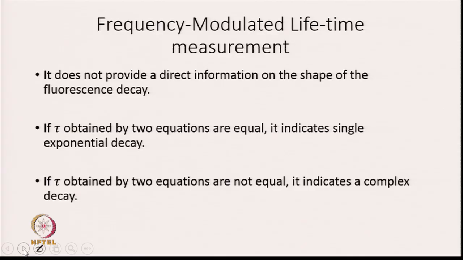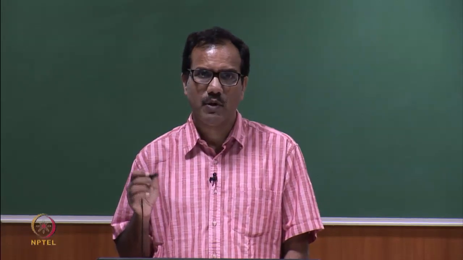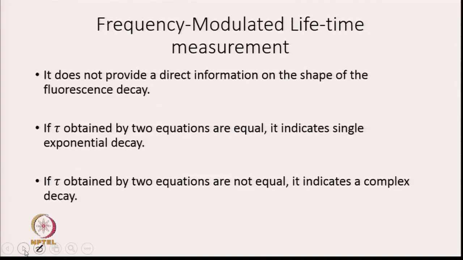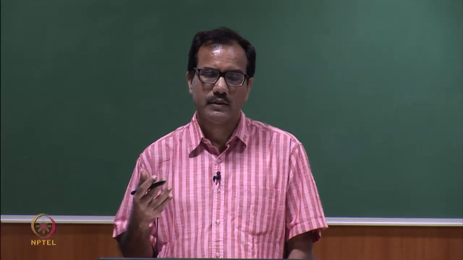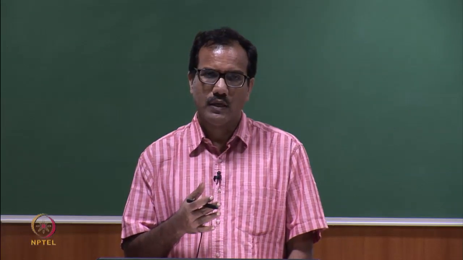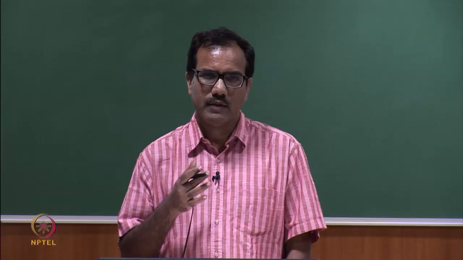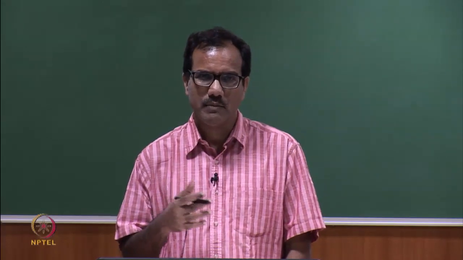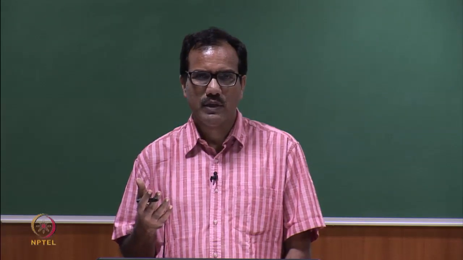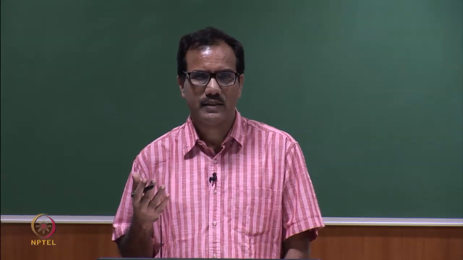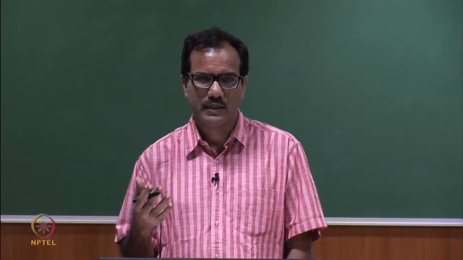The problem with this method is that it does not provide direct information on the shape of the fluorescence decay. I told you there are two ways in which we can get the value of tau. One is through the phase shift, and another is through what is called the demodulation parameter. If the tau obtained by the two equations are equal, then it indicates there is a single exponential decay, but if it is not equal, then it means there is a complex decay and we need to use different equations.